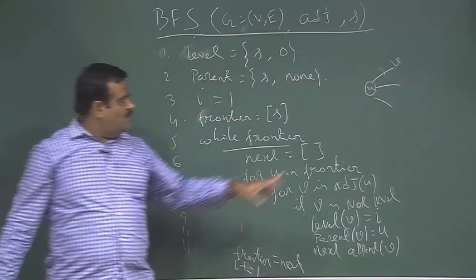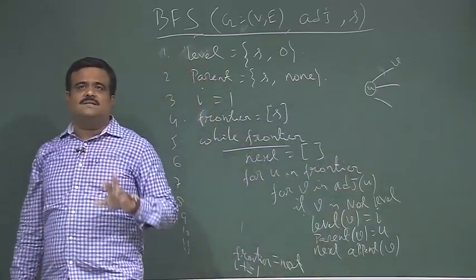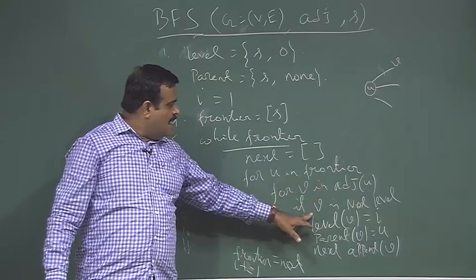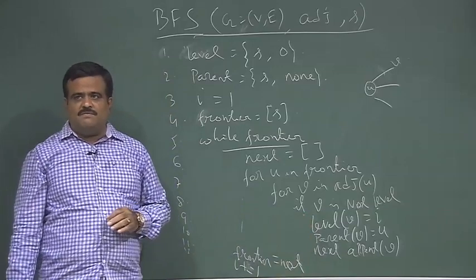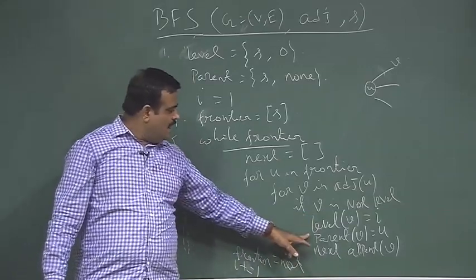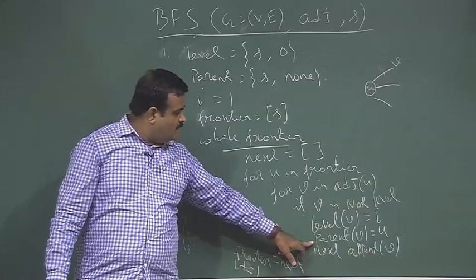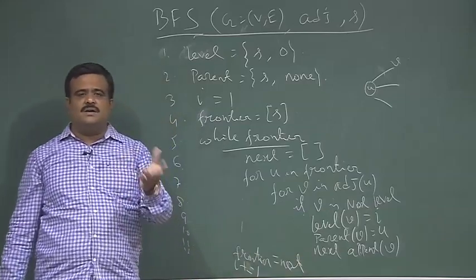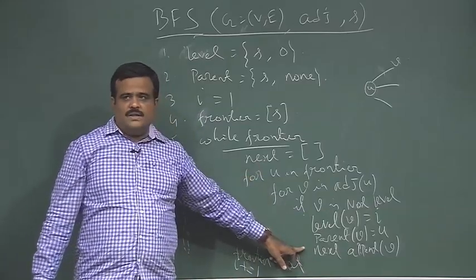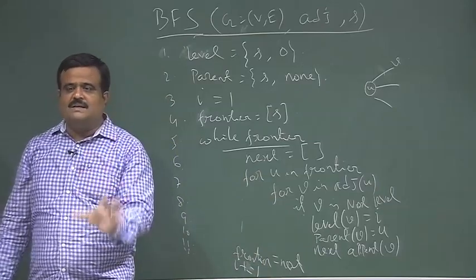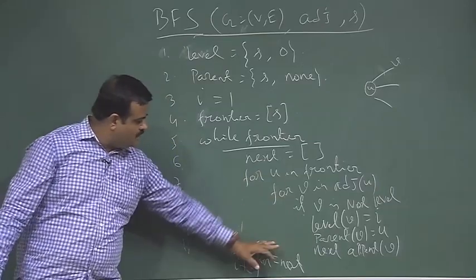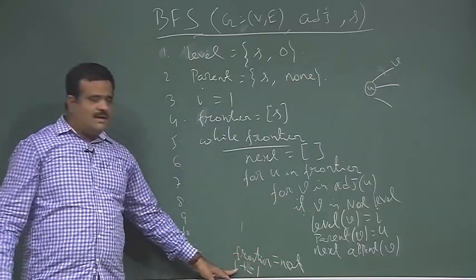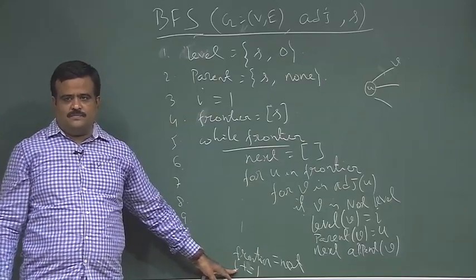We take an element u from the frontier, and we take all the adjacent vertices of u. So, this is v, and if v is not labeled, we label v by I. Then the parent of v we assign to u, and we put v into the next set, to indicate that these are the next level vertices. After completing this we assign the next set to the frontier and repeat, and the next level will be I plus 1. So, this is the idea.